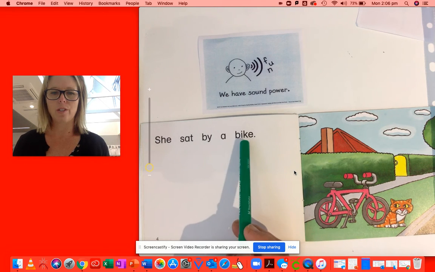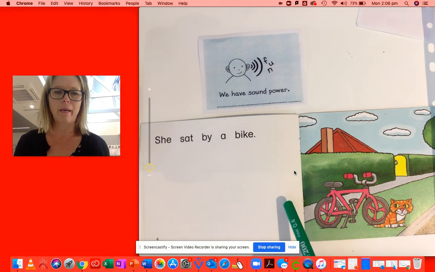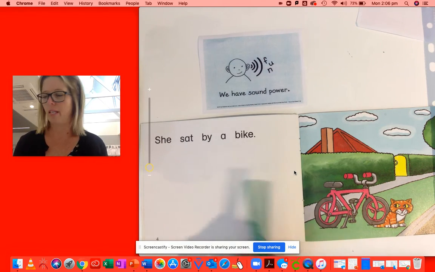So sometimes you can use your sound power on words, sometimes it's best to use your picture power, or maybe you might be using passion power if there's a passion in the book.